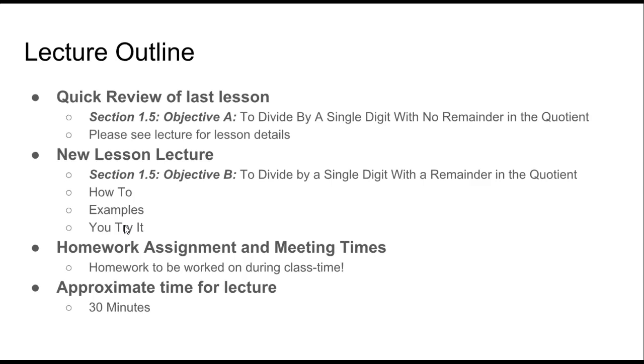That will be followed by the new lesson lecture. So the new lesson lecture, we're still in 1.5, and we will move to objective B, which is to divide by a single digit with a remainder in the quotient. We'll be covering how-tos, we'll be using examples, and then between this lesson lecture and our actual meeting time for class, you will have two you-try-it problems that you'll need to work through to make sure that you understand the concepts of this new lesson lecture and have those available for review at the beginning of our meeting time session.